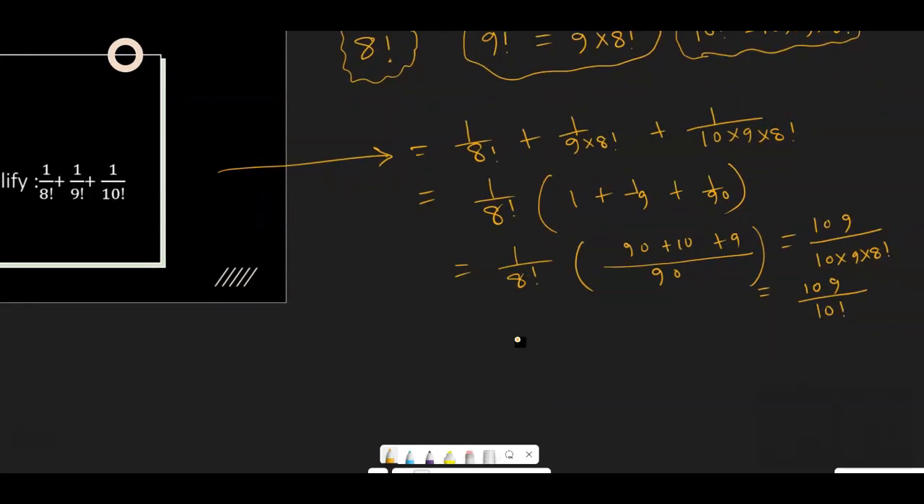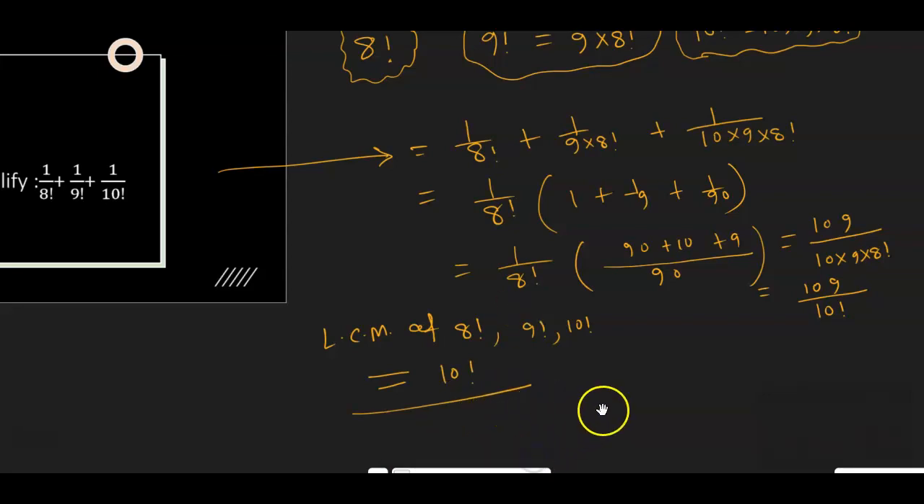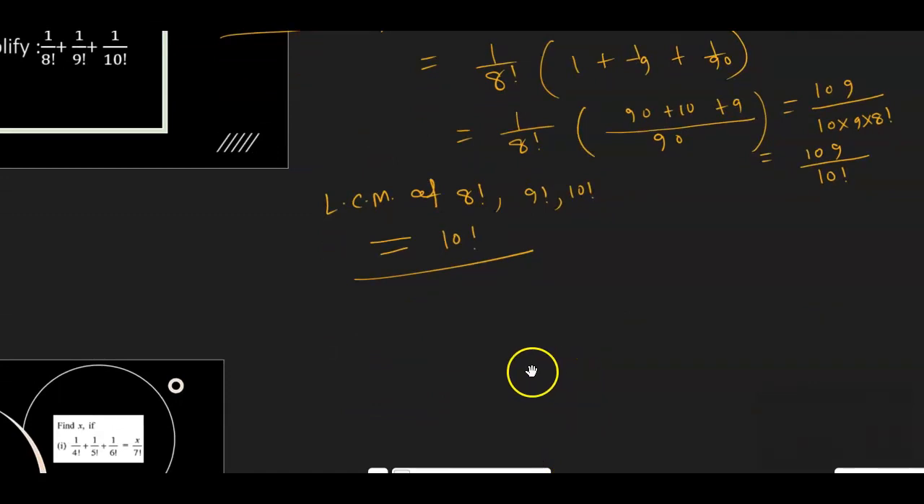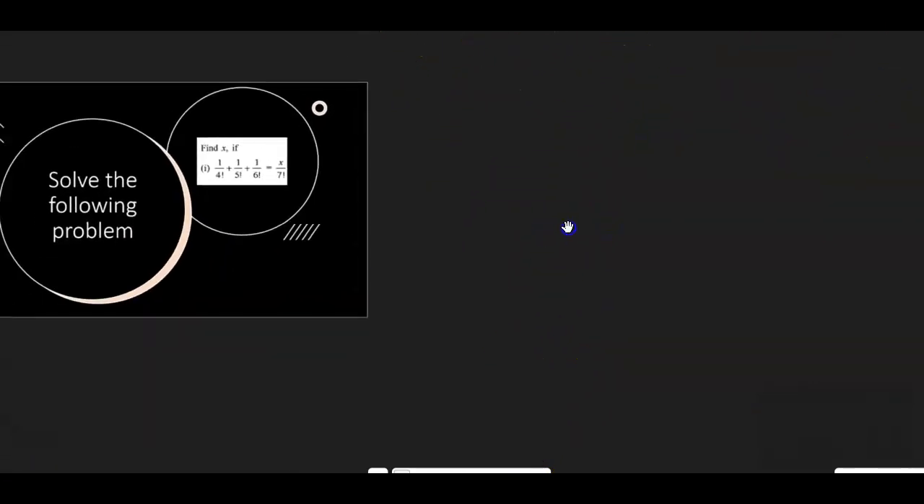So we have learned how to add by calculating the LCM. We can remember this fact also: the LCM of 8 factorial, 9 factorial, 10 factorial is equal to 10 factorial only. Okay. If consecutive numbers are there in this manner, we can write factorial symbol without hesitation. The problem arises in this manner.